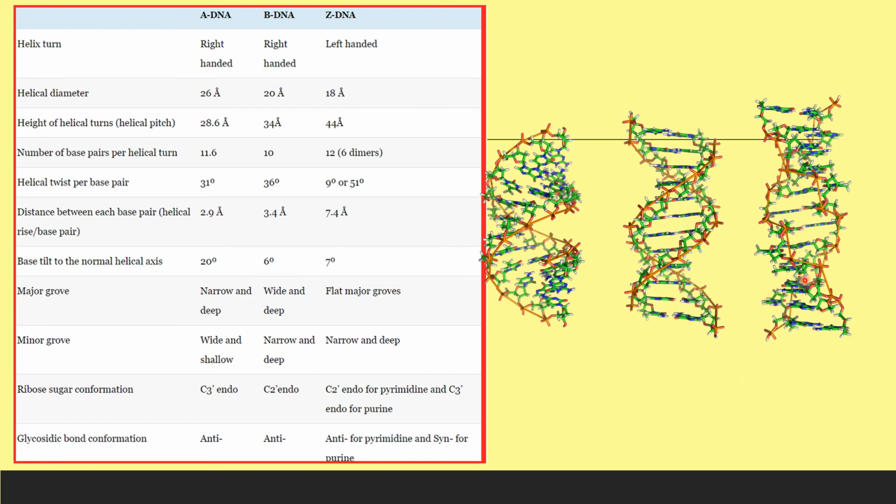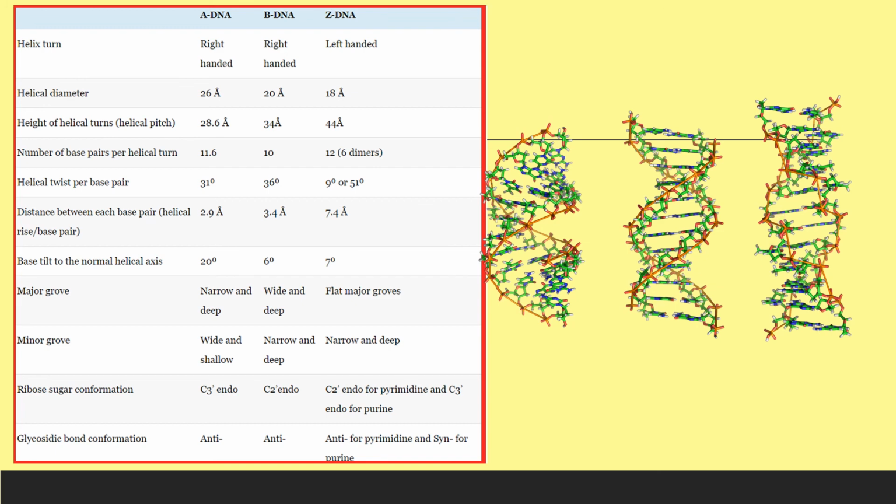What about the ribose sugar conformation? The ribose sugar conformation is C3-endo in aDNA, C2-endo in bDNA, but it is entirely different in zDNA, that is C2-endo for pyrimidine and C3-endo for purine. What about the glycosidic bond conformation? So here it is anti form, here it is anti form, but in case of zDNA, it's anti for pyrimidine and syn for purine. So it is different for purines and pyrimidines. Hence it forms a zigzag conformation.